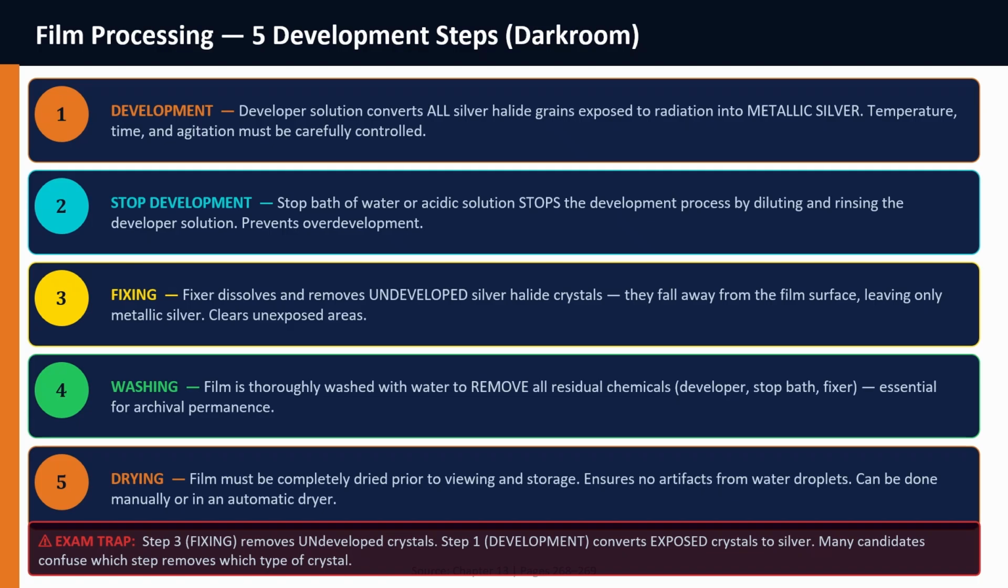Fourth is washing. Washing removes residual processing chemicals. And fifth is drying, which prepares the film for viewing and storage. Each stage matters. Poor development can change density and contrast. Inadequate fixing can leave residual silver halide.